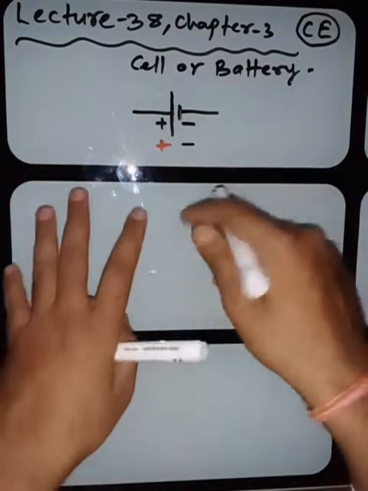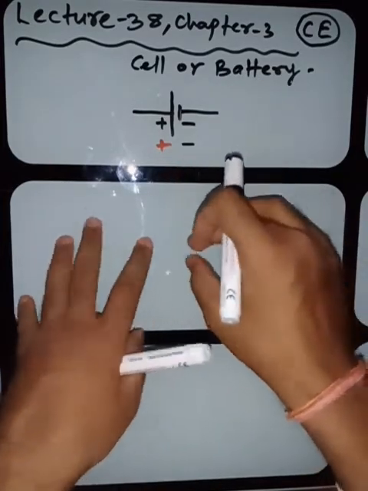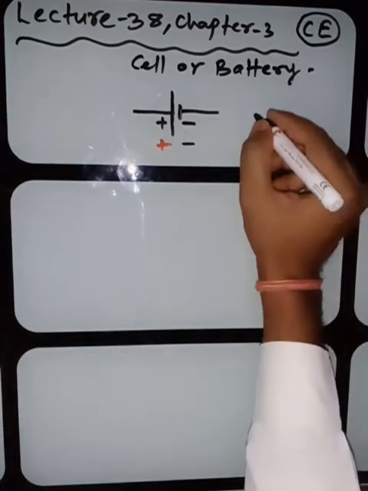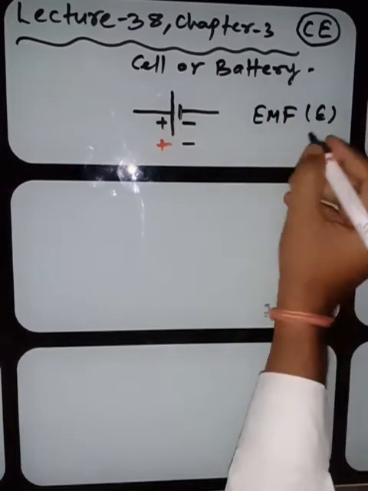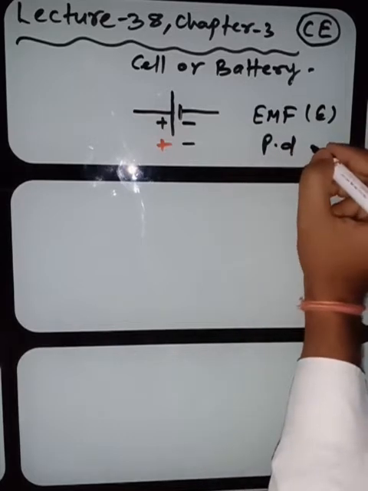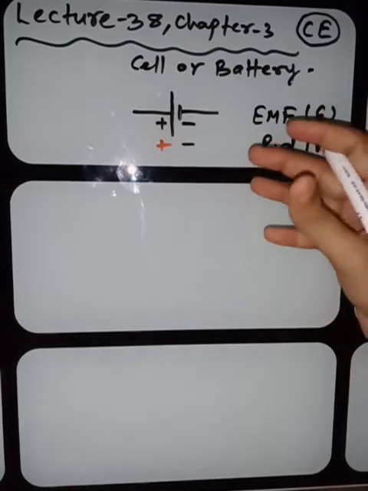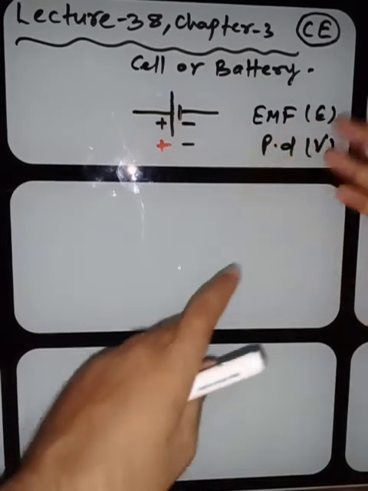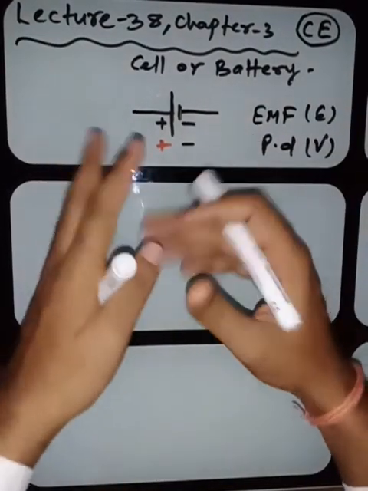Whenever we talk about a cell or battery, the first thing that comes to mind is the EMF, the electromotive force. Remember the two terms: the EMF, represented by the small e or the capital E, and the potential difference, represented by V. Don't confuse between these two. Actually, both are the same thing, but you have to understand the very minute difference between them.